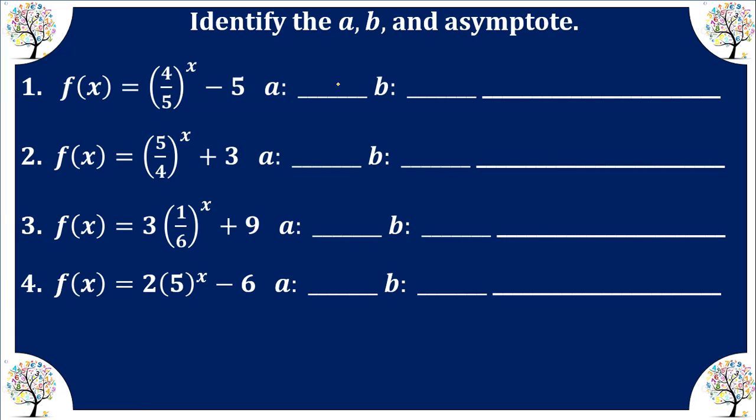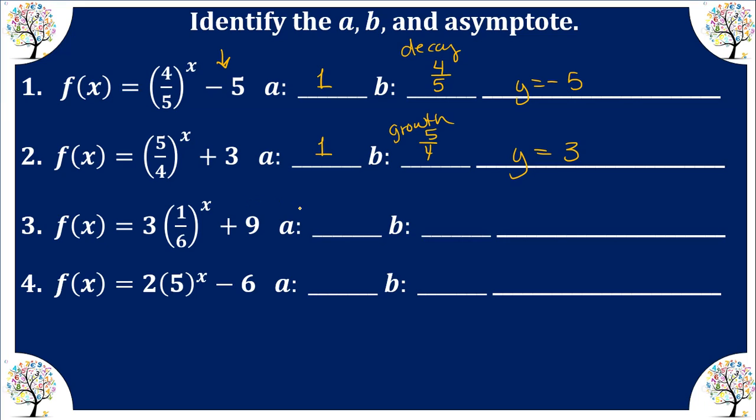So our A value in number 1 is 1. My B value is 4 over 5. So we know that this is a decay. My asymptote is y equals negative 5. Number 2, our A value is 1. Our B value is 5 over 4. This is a growth. And our asymptote is y equals 3.